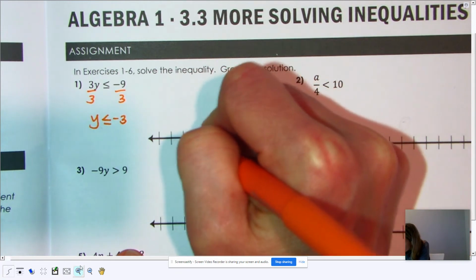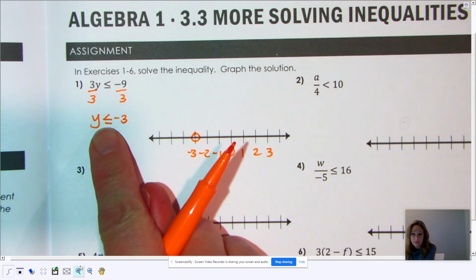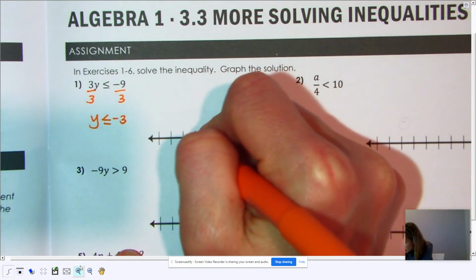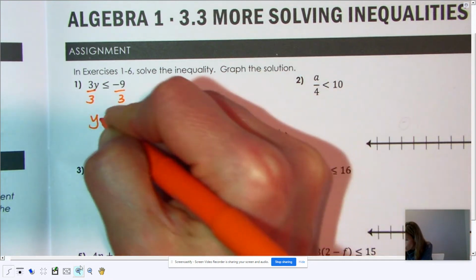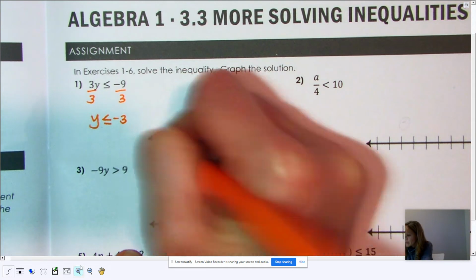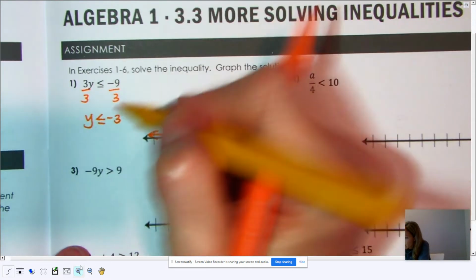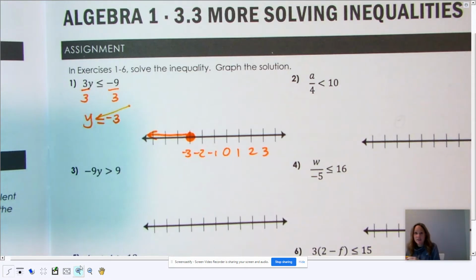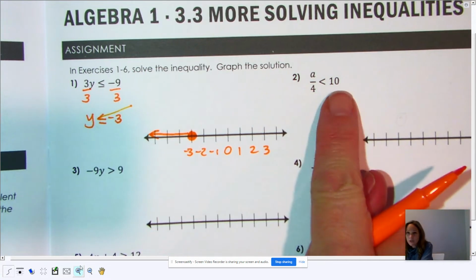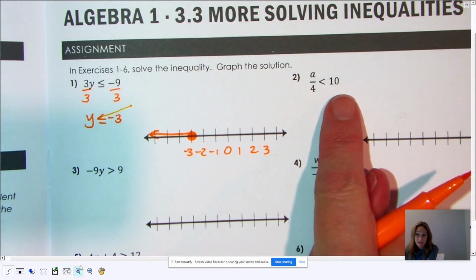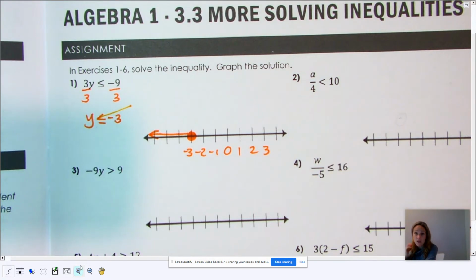We're going to put a circle here. It could be equal to -3. So I'm going to color in that dot since it could be equal to that value. And y is less than. You can also use our secret shortcut of drawing the arrow, and that tells you what direction to go, to the left. Question number 2, I'm going to skip, but you guys are going to multiply by +4 on both sides.